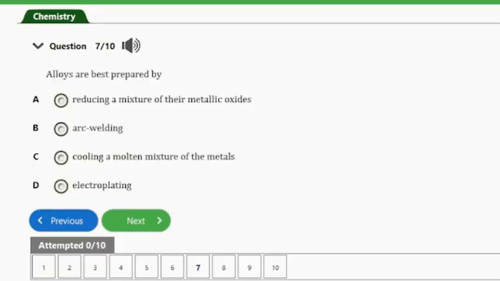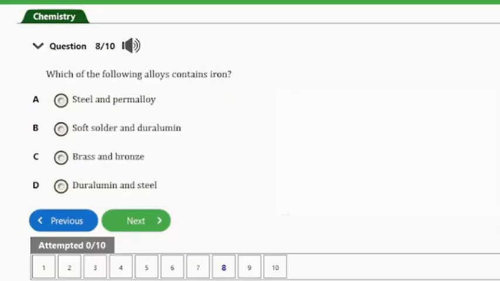Question number 7, it says, alloys are best prepared by A, reducing a mixture of their metallic oxides; B, arc welding; C, cooling a molten mixture of the metals; and D, electroplating. So the answer to this question is option C here, and that's by cooling a molten mixture of the metals. So when you melt the two metals and they are mixed together in their molten state, you can now allow the mixture to cool, and then you have a good alloy of the two metals. So that's it for that question. So let's consider the next question.